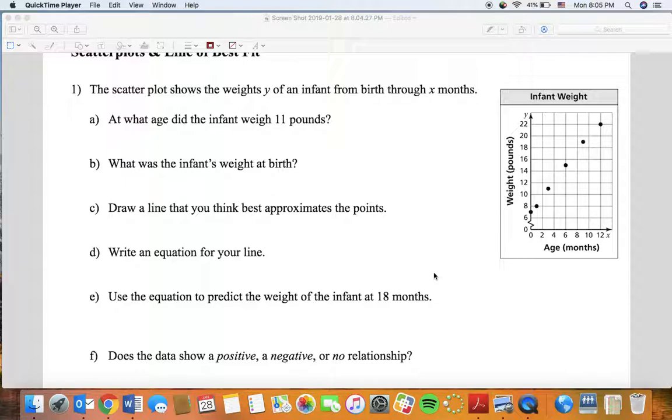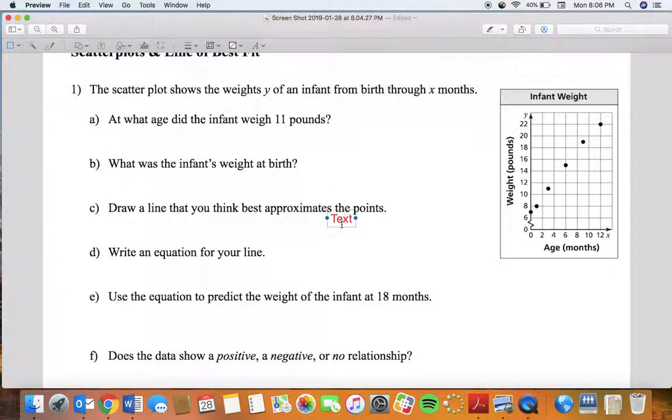Alright, number 1 says the scatter plot shows the weights Y of an infant from birth through X months. So on the x-axis, I'm looking at the age of an infant in months. On the y-axis, I'm looking at their weight in pounds. Part A, at what age did the infant weigh 11 pounds? I'm going to my weight in pounds. I'm looking for 11, halfway between 10 and 12. This point right here, if I go down to the x-axis for age, it's halfway between 2 and 4, which would be 3. So part A should have 3 months.